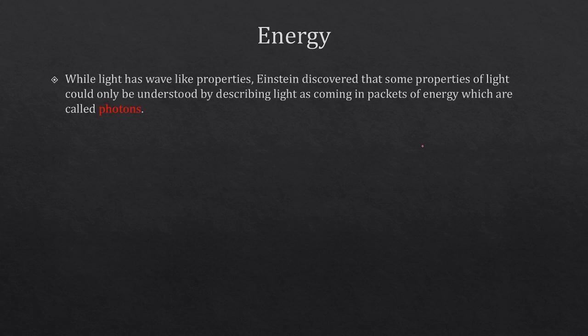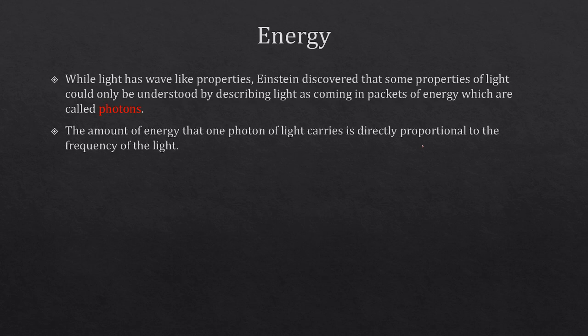In addition to talking about everything we did with waves, we also need to talk about how light relates to the concept of energy. To do this, we're going to use the fact that while light has some wave-like properties, it's also been discovered that properties of light can only be understood by describing the light as coming in packets of energy, which we call photons. So when we talk about the energy of light, we're going to be talking from the perspective of these particles called photons in many cases.